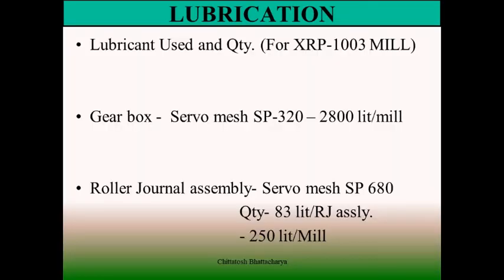For lubrication purposes, we use different kinds of lubrication oils. For the gearbox, we use Servomesh SP320 for the worm wheel arrangement and bearings. For the roll journal assembly, we use SP680. So this is the way of lubrication for this purpose.